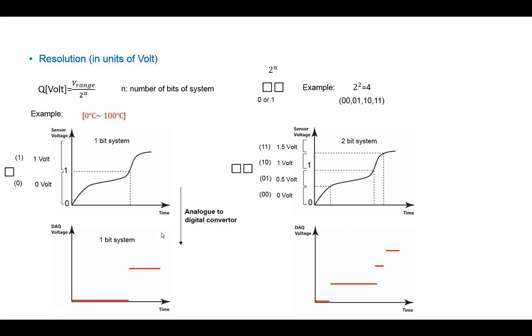To compare two different sensors, we still cannot use the resolution in units of the volt to compare them, because as having the higher number of bits is beneficial, having the bigger voltage range is also beneficial. So to compare two sensors, we need to consider two more criteria. The next one is sensitivity.